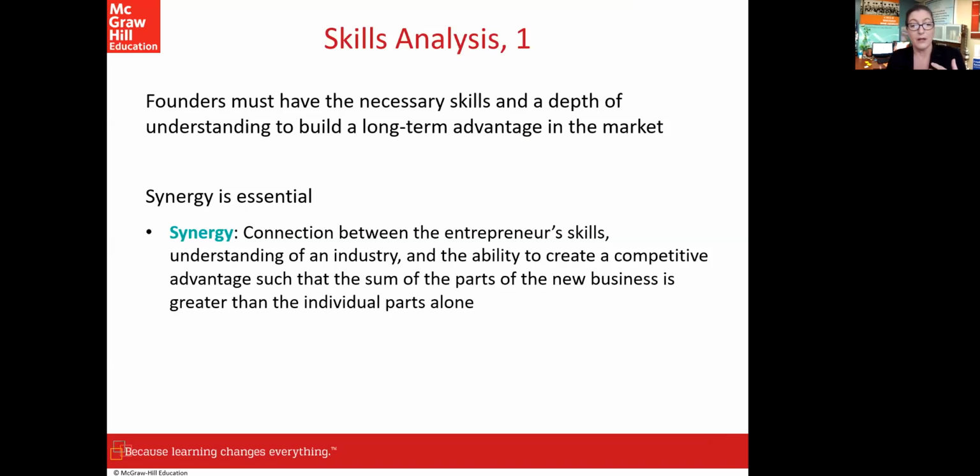So the advantage of you working with this other person is that you get to pool your skills, and what you could achieve alone or what they could achieve on their own is less than what you can actually achieve together. So the sum of the parts of your business structure, the two partners, the two founders coming together, is greater than the individual parts alone. This is synergy.